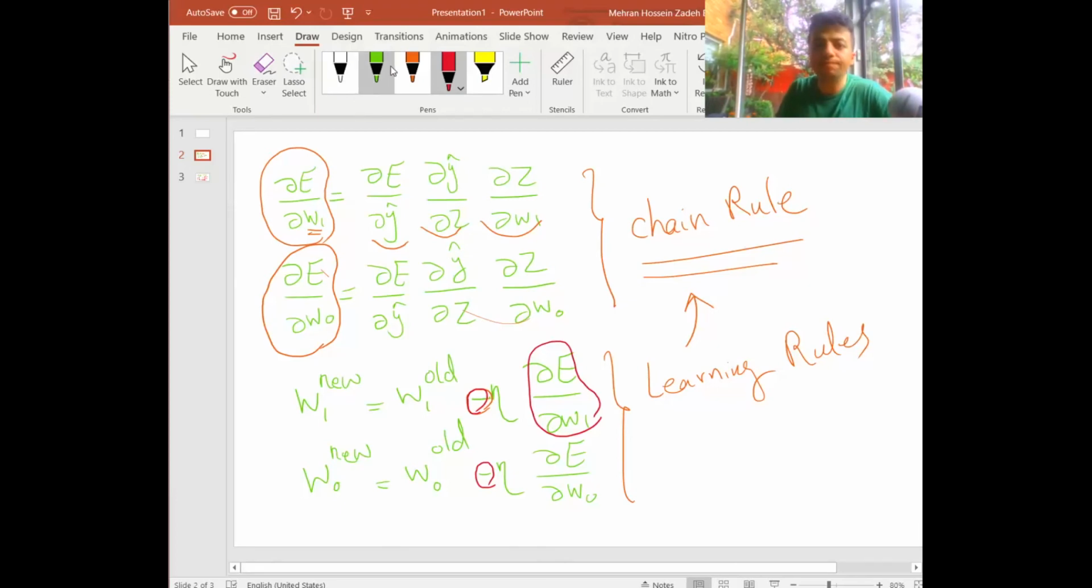So we have already implemented this term and we have implemented this term. The third term, we still haven't touched it. So you're going to see how we can implement each one of these derivatives, and we multiply them together to compute the derivative of error with respect to the parameter. And then you will see how we implement these two learning rules to update our weights, which is basically learning the weights.